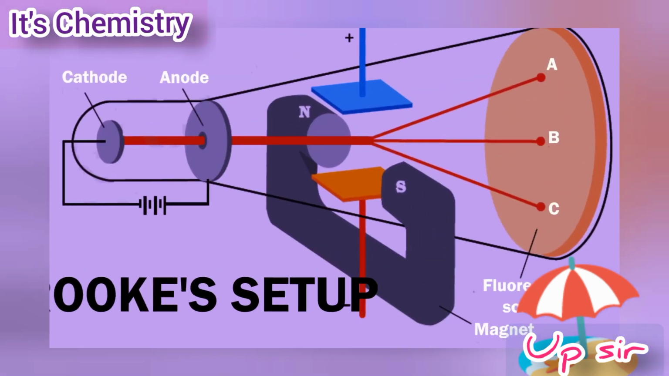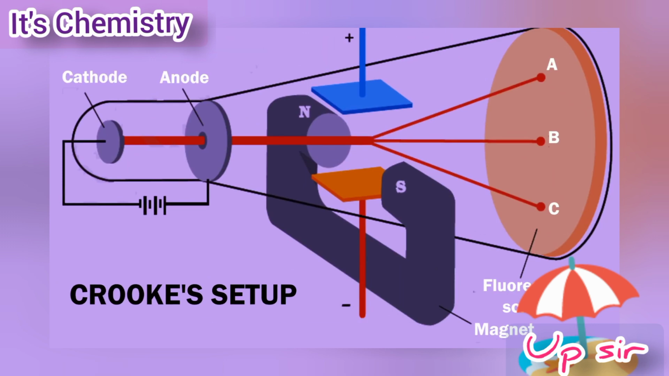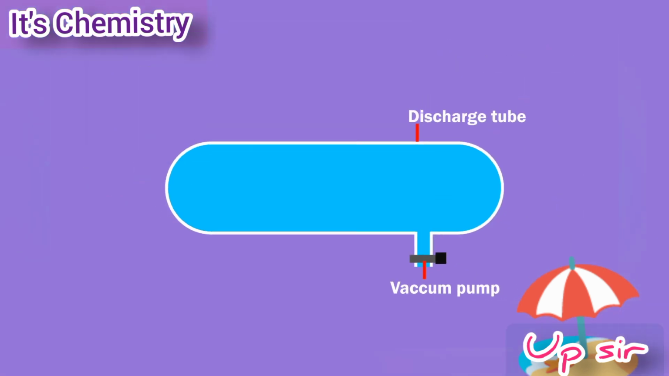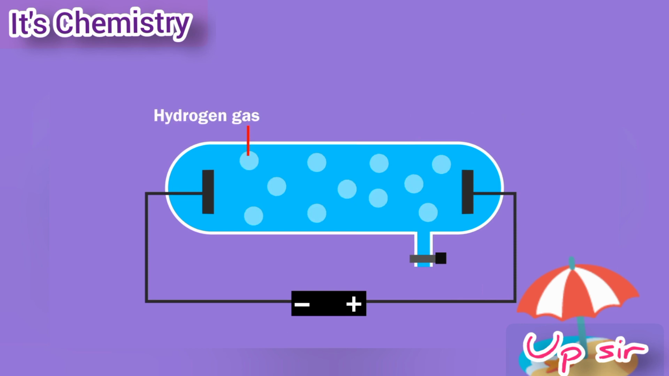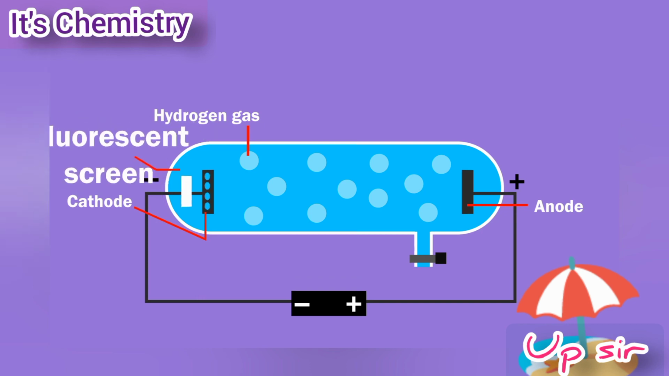Goldstein's setup was inspired from Crookes's setup. It had a discharge tube with 2 electrodes, but instead of the tube being almost empty, Goldstein filled it with hydrogen gas. He also switched the position of the cathode and anode electrodes. Instead of a normal cathode plate, Goldstein used a cathode plate containing a hole and placed a fluorescent screen behind it.